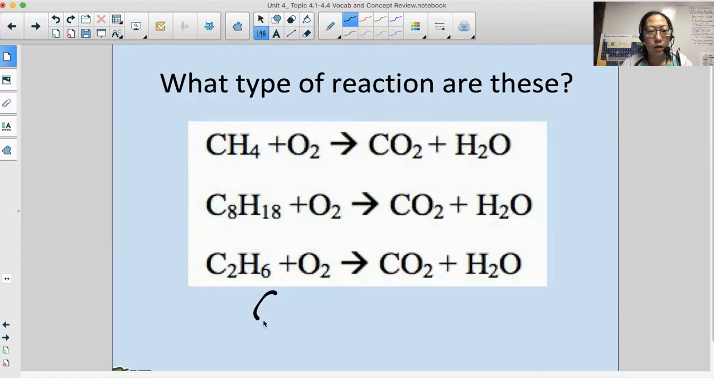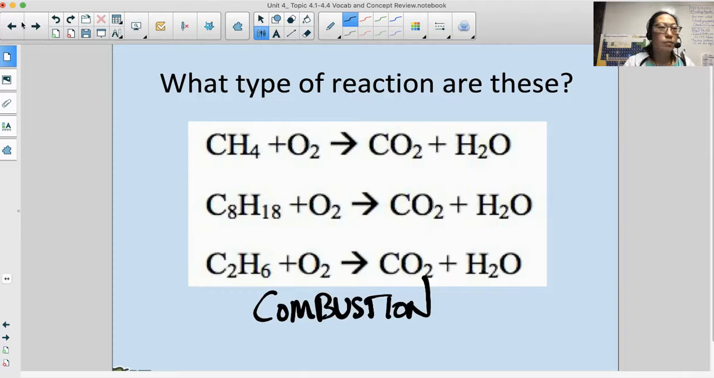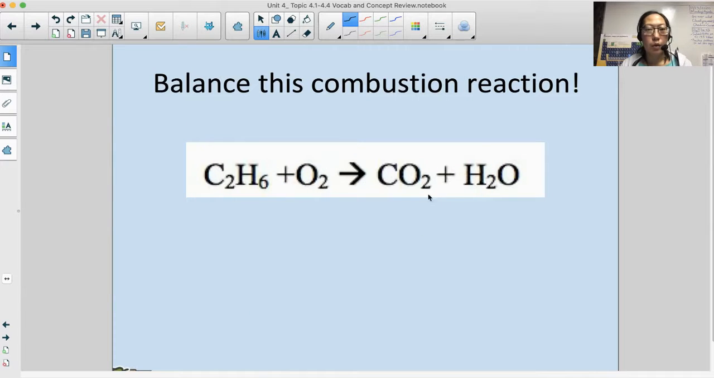Here, these are all combustions. These are not balanced. Here, we want to balance this combustion reaction. So again, always balance the carbon and hydrogen first when we're doing combustions. So we want to put a 2 here to balance the C. There's 6 H's on the left. I want to put a 3 here to make this be 6.